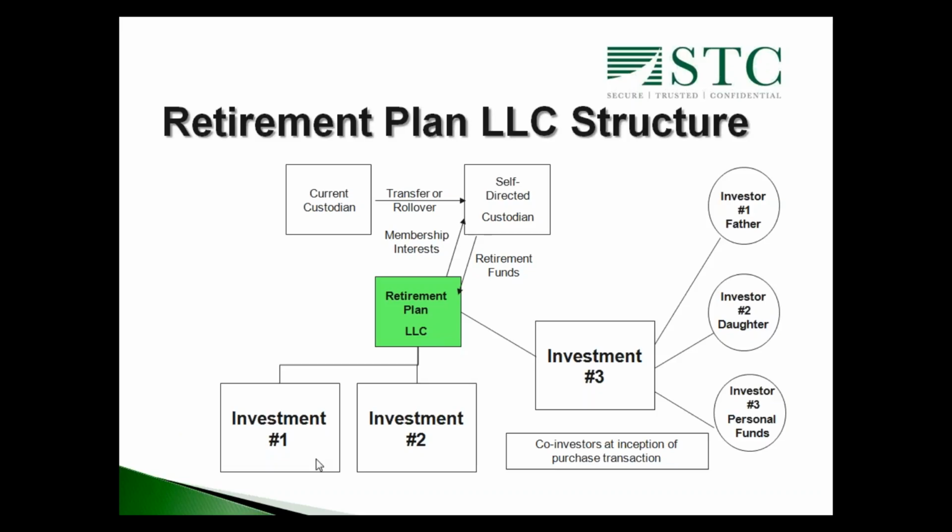In this schematic, you can see that you've invested in 3 investments in your retirement account. Number 1 and 2 are wholly owned by your retirement account, but number 3 is co-owned with 3 other persons. And you can see that one part of it is owned by your retirement account, and then your father, your daughter, and some of your personal funds also own this investment. Now you may remember a couple of slides ago I told you that your parents and your children were disqualified persons. But if you partner to purchase investment number 3 at the inception of the purchase transaction, then this does not violate the disqualified person rule. So we do have folks who want to partner with personal funds or a spouse's retirement account or family members to co-invest retirement funds in an investment. And as long as we make sure that is structured properly, you can do that.